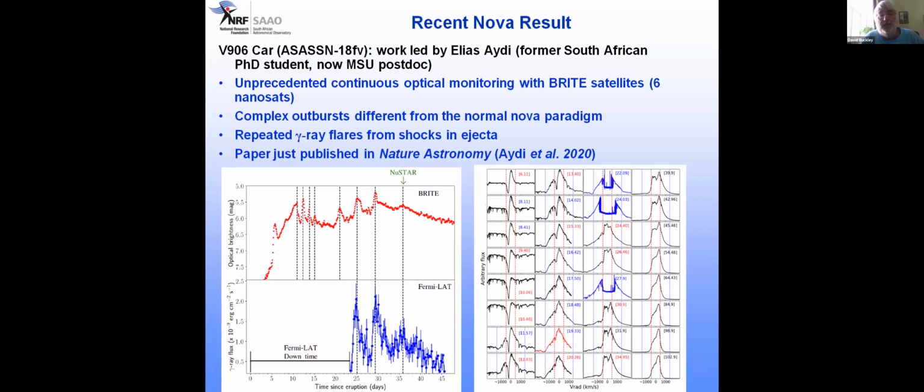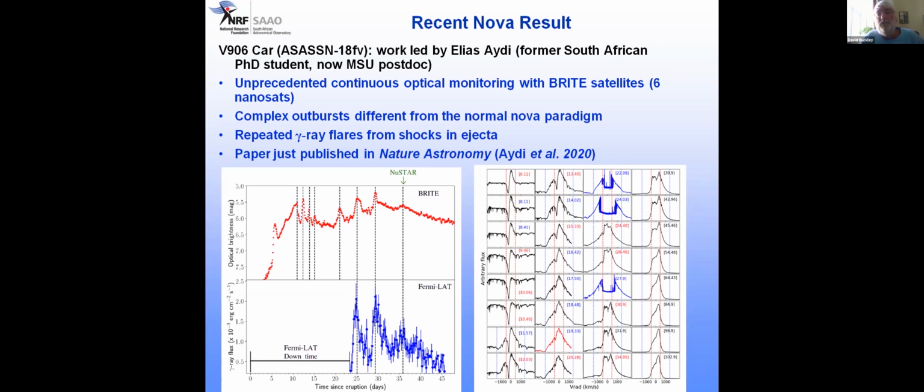And on the right is a montage of different spectral lines taken at different dates during an outburst, showing the evolution of the lines, which is what we can do with SALT, with this high resolution spectrograph. We can look at the changing profiles, which tell us something about the dynamics of the nova outburst.